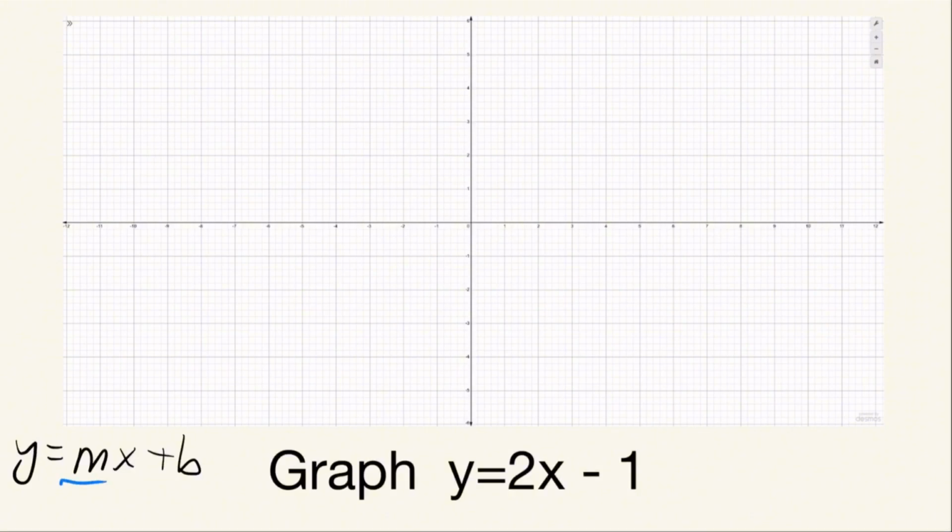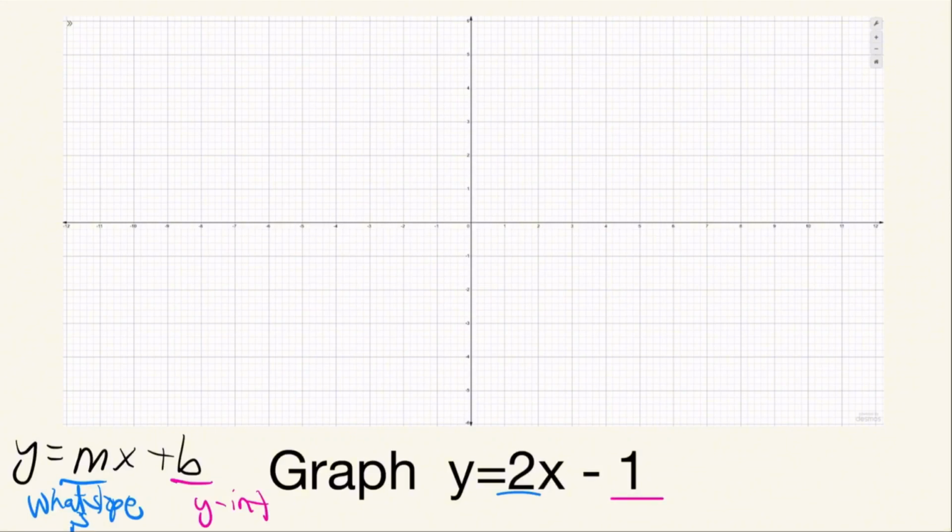M is what the slope is, while b would be the y-intercept. So let's look at this problem. Okay, we can tell that for substitution for m, there's a 2. So 2 would be our slope. But before we know how to graph it, we need to see what our y-intercept is. And our y-intercept would be a 1.